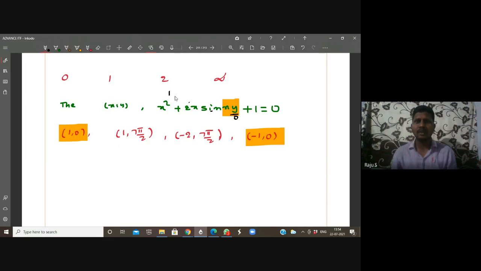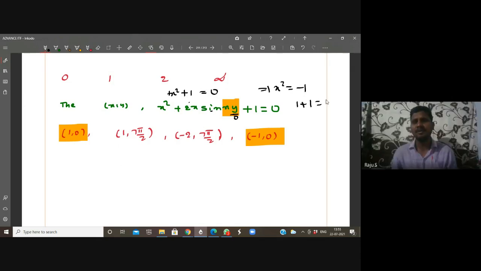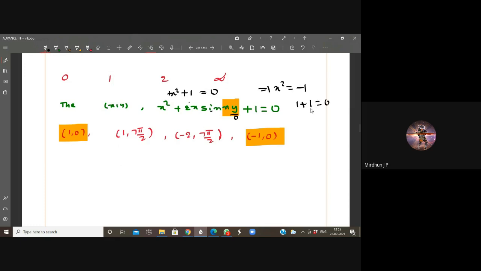So x square plus 1 is equal to 0. The x value is given as 1, so 1 square is 1, and 1 plus 1 is not equal to 0. LHS is not equal to RHS.